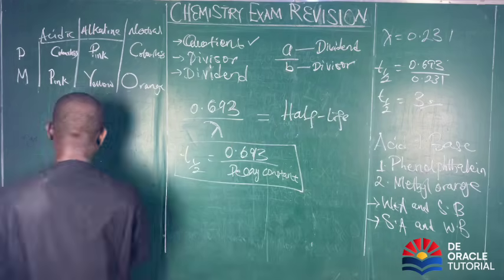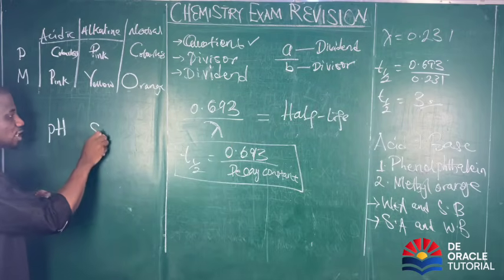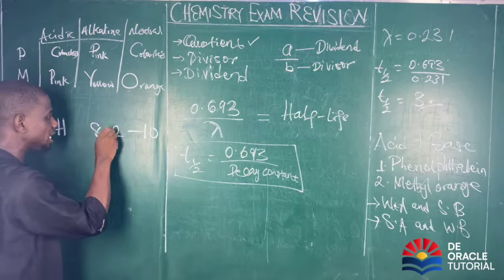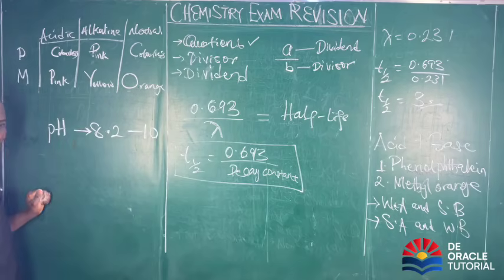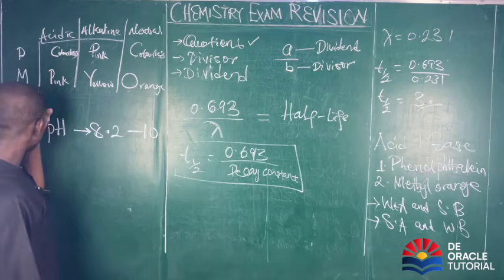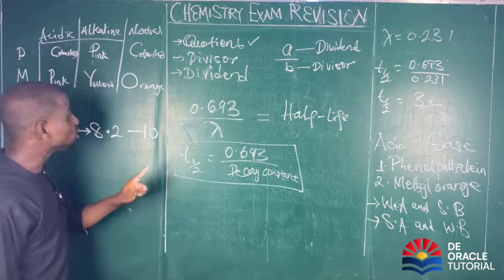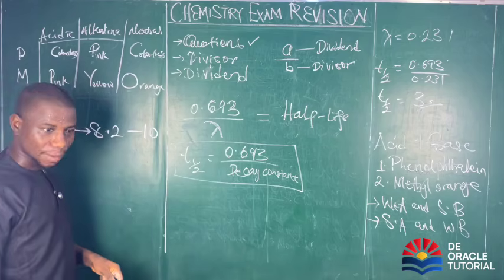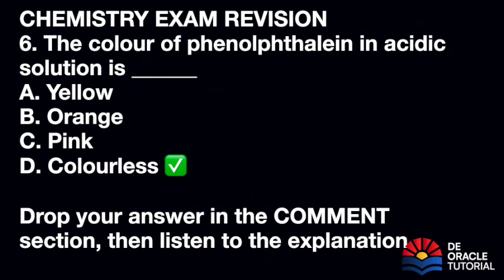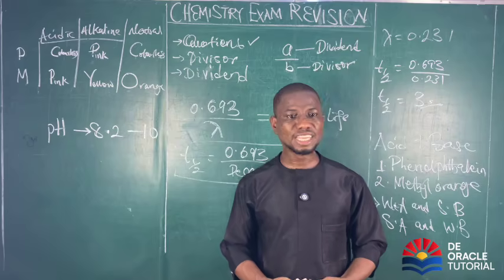That is, it's usually at a pH between 8.2 to 10. At a pH between what? 8.2 to 10. That's where the color of phenolphthalein usually changes to what? Pink. Exactly. But in normal ground, it is usually what? Colorless. Does that make sense to you? Therefore, the correct answer to that question is option what? D, which is colorless. Is that clear? Now let's move to the next question.